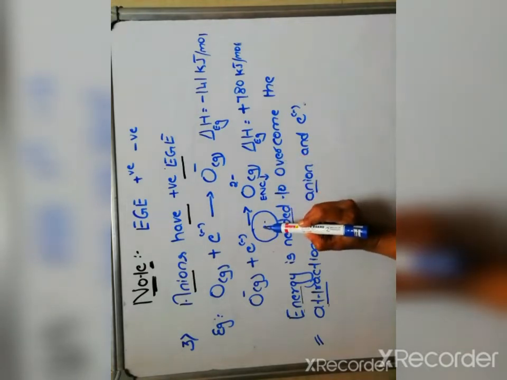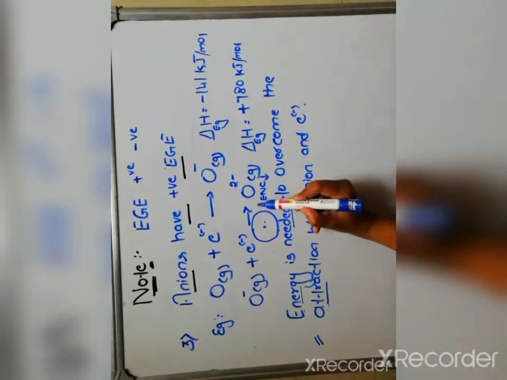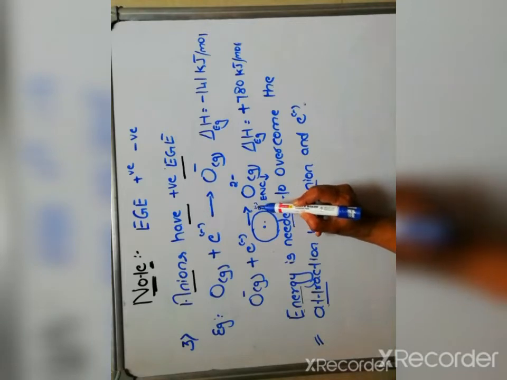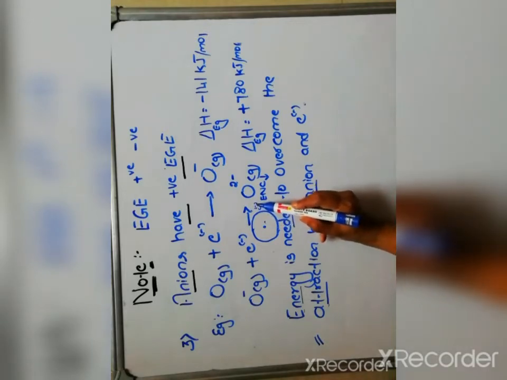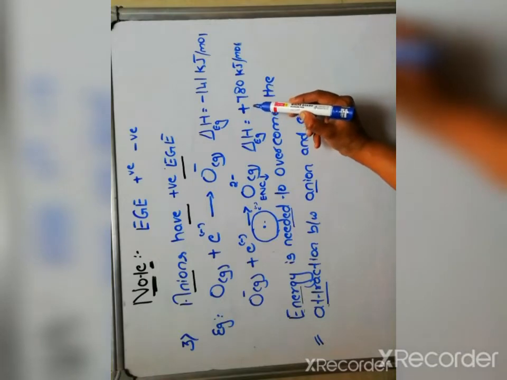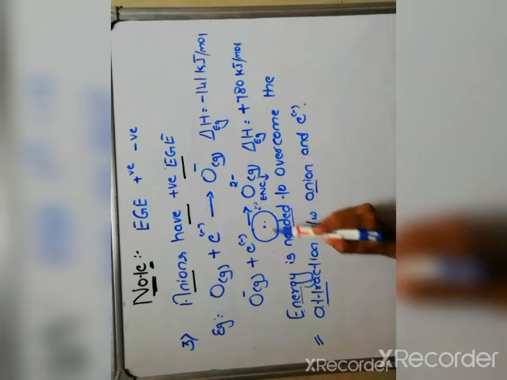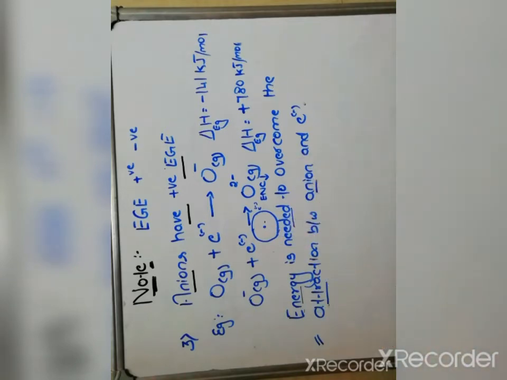So when the force of attraction between the nucleus, that is the protons, and the electrons decreases, is it easy to add the electron? No. For that reason we have to supply more amount of energy. So since energy is supplied, the delta H value will become positive. For that reason we say that energy is needed to overcome the attraction between the anion and the electron.